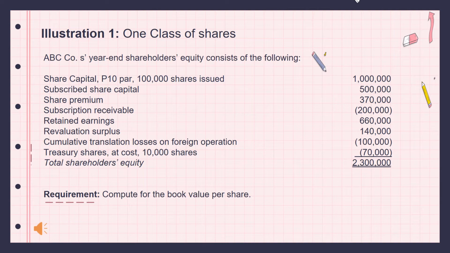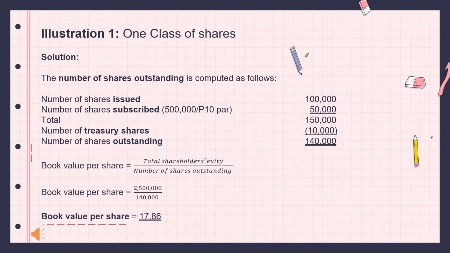Pero yung requirement, compute for the book value per share. So, next, para makuha natin yung requirement, kailangan nating hanapin yung book value per share na equal to total shareholders' equity divided by number of shares outstanding. So, yung total shareholders' equity natin kanina ay 2,300,000. Ngayon, naging 2,500,000 na siya, kasi yung subscription receivable ay hindi binabawas sa total shareholders' equity kapag hinahanap yung book value per share.